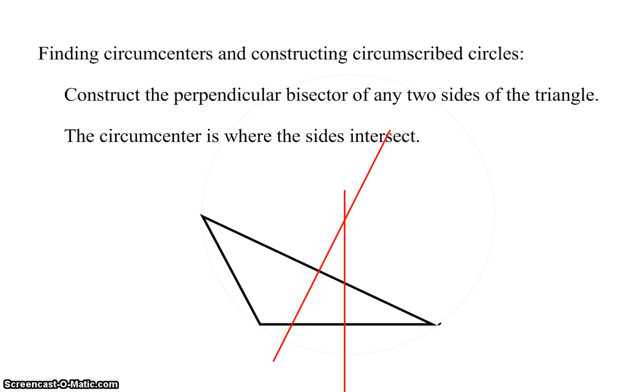Now, to verify, take a compass, place the point of the compass on the intersection and the pencil of the compass on one of the vertices. Then draw a circle around the triangle. It should look something like this.